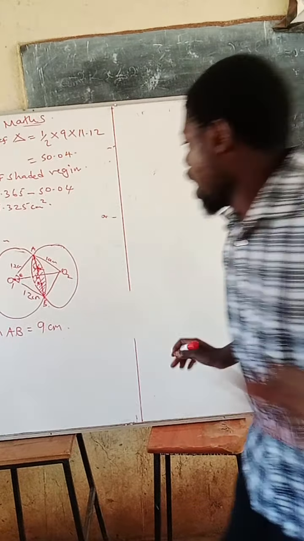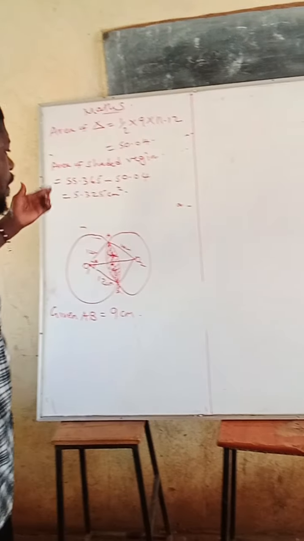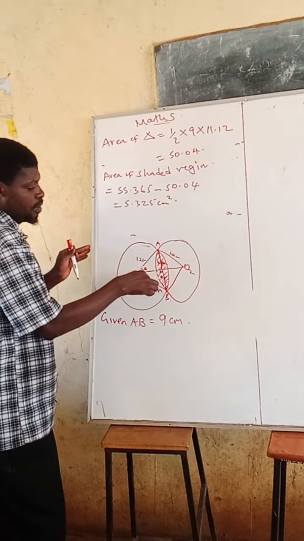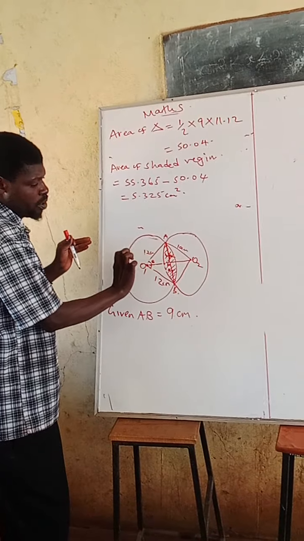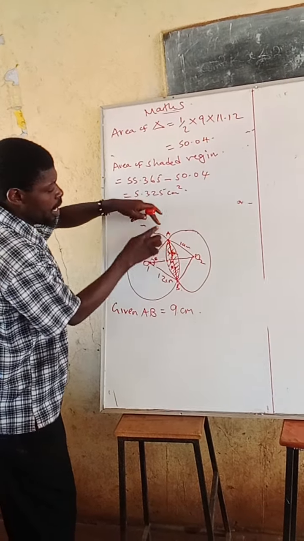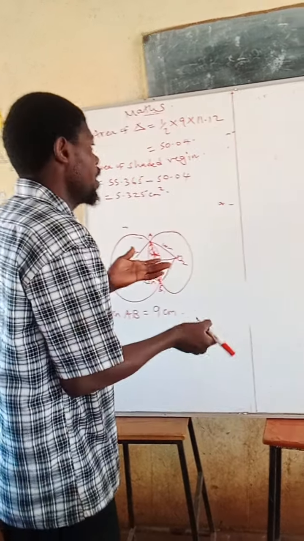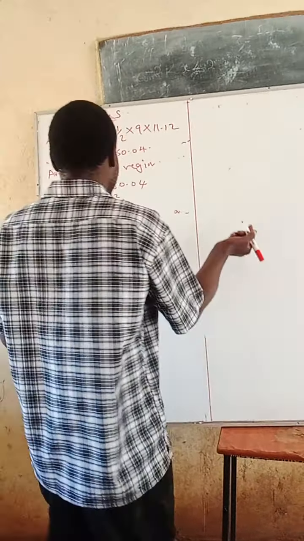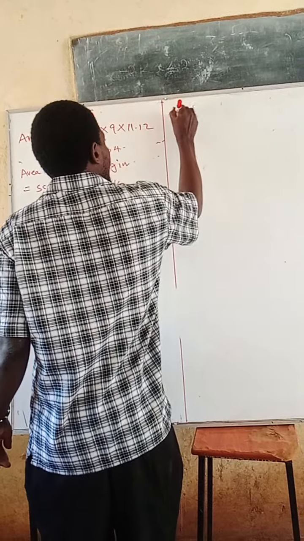Now, according to our equation, we have seen the first part. We took the first sector, minus the triangle, then we got the first shaded area. Now let us go to AO2B. Area of this sector, area of sector A.